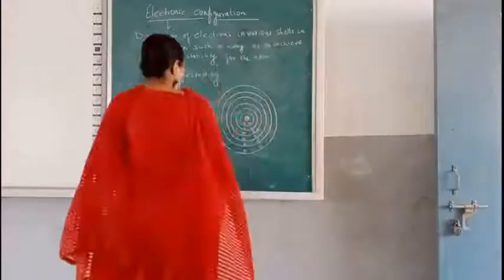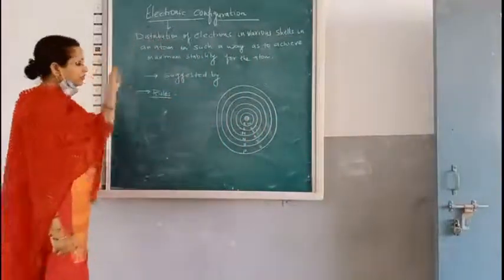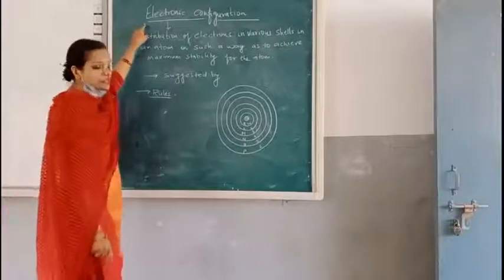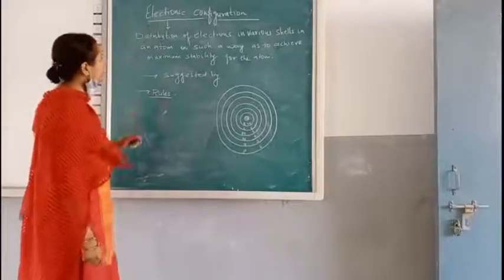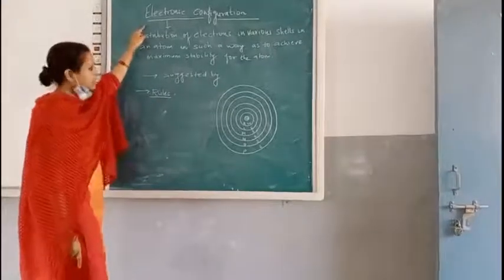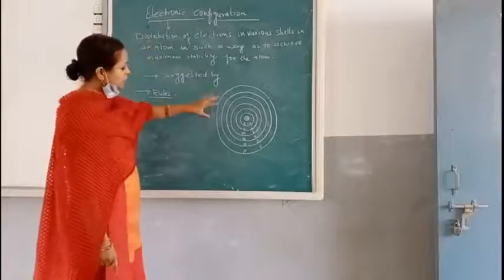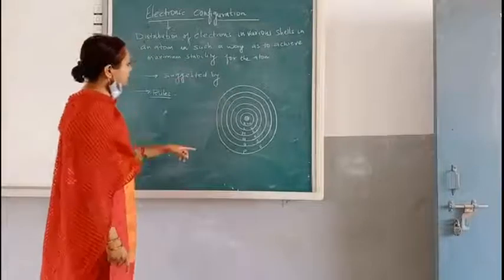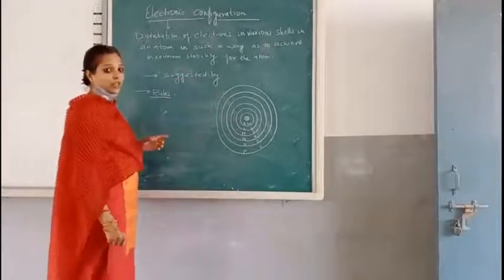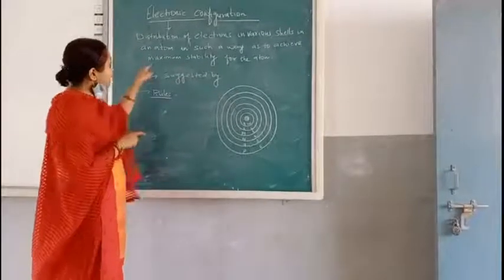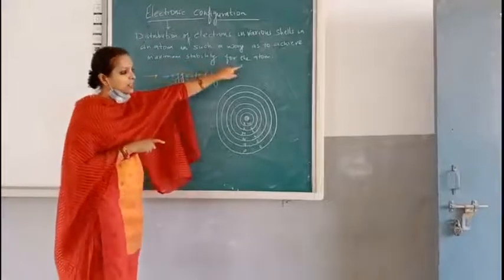Good morning students. So the next topic is electronic configuration. What do you mean by electronic configuration? It is the distribution of electrons in various shells in an atom in such a way as to achieve the maximum stability for the atom.